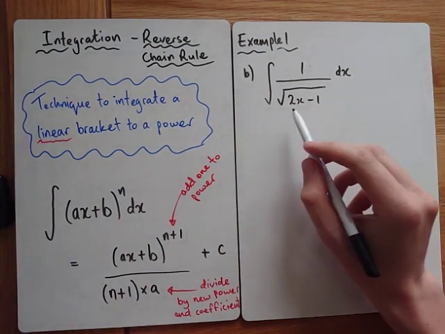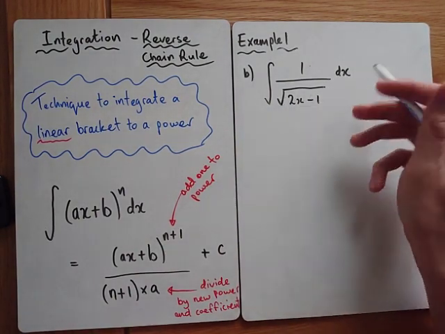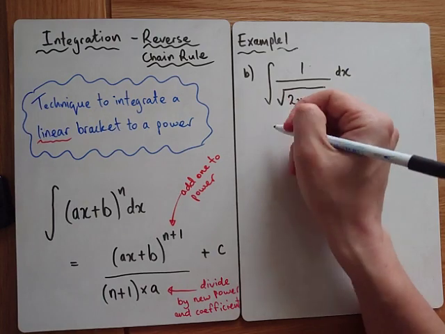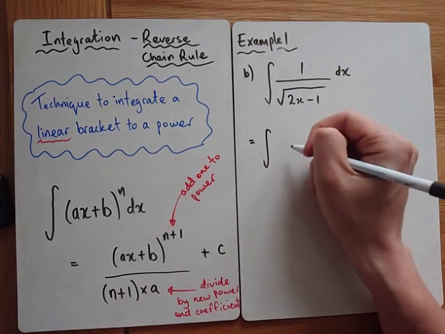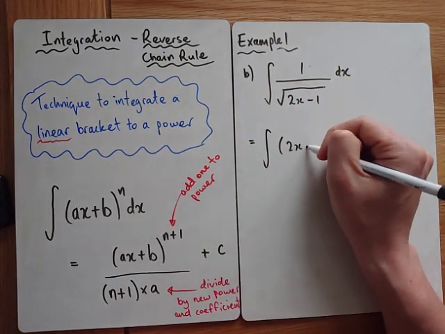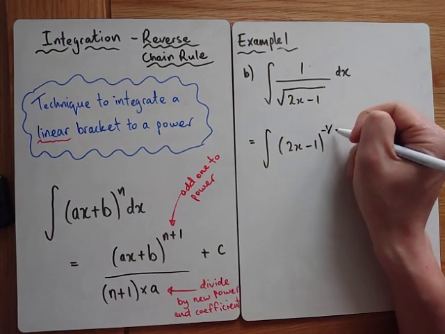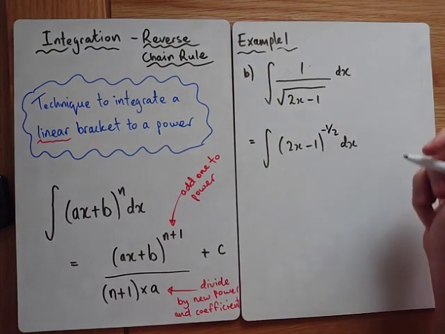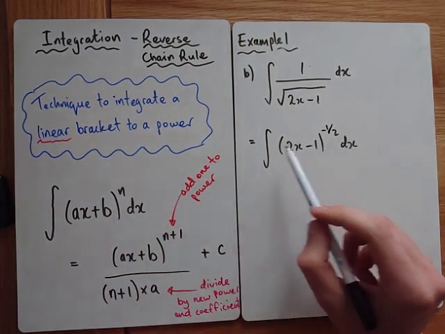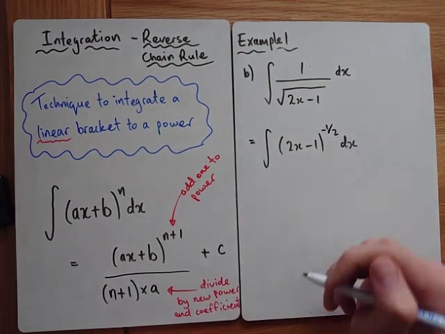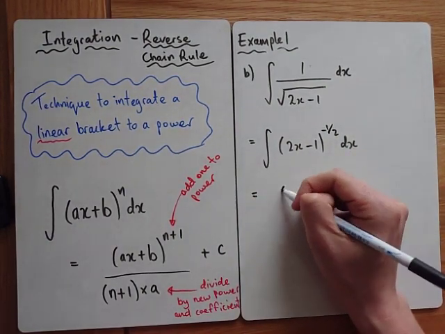So instead we can think about it as a bracket to a power. Square root is a power of a half. It's on the bottom, bring it up. This is the same as integrating 2x minus 1 to the power minus a half. And now we've got linear bracket to a power, so we can integrate.